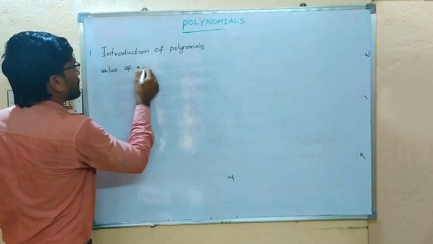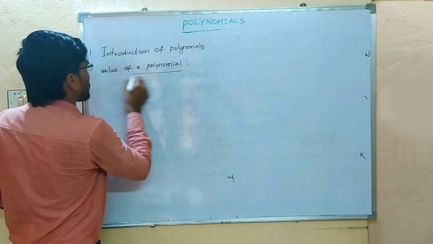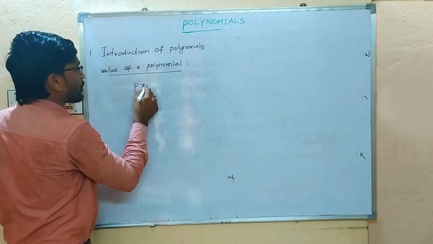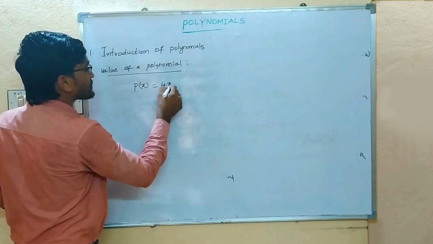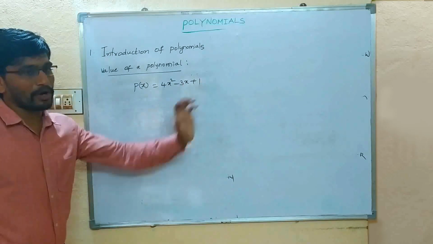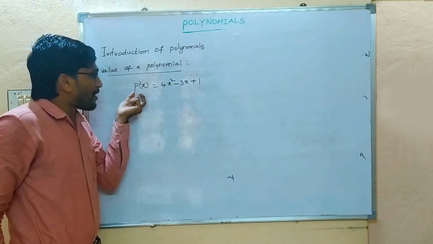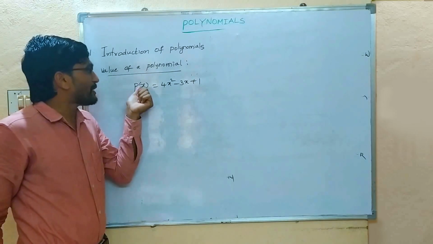Value of a polynomial. Let us consider a polynomial p of x is equal to 4x square minus 3x plus 1. Like that I have taken one polynomial. So what is the value of the polynomial? We have to substitute a value in place of x.